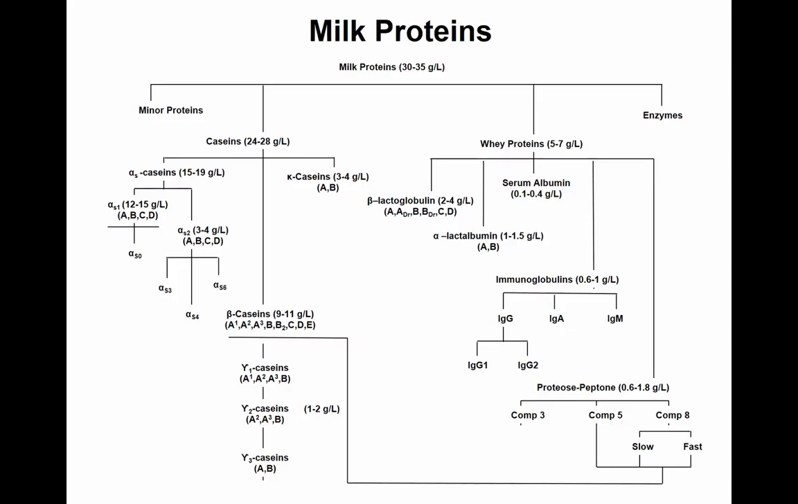If we want to take a detailed look at the composition, here are your enzymes, minor proteins, caseins and whey protein, and the concentrations. So 24 to 28 grams per liter for casein, 5 to 7 grams per liter for whey, and the total proteins in milk are 30 to 35 grams per liter. Under casein, again, there are the alpha caseins, the beta, and the kappa. The letters A, B, C, D represent different genetic variants of this protein, with a little bit of difference in the amino acid sequence. So a lot of homology between the variants, but slight variation in amino acid composition and sequence.